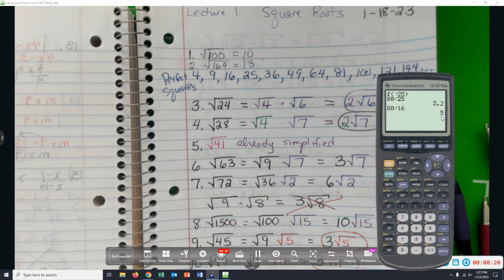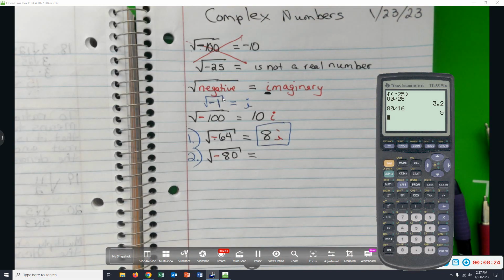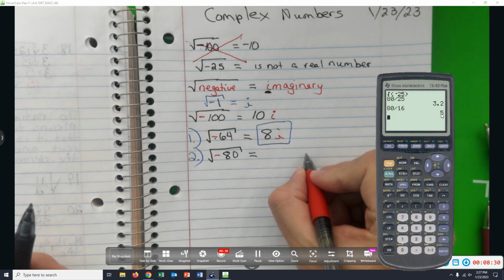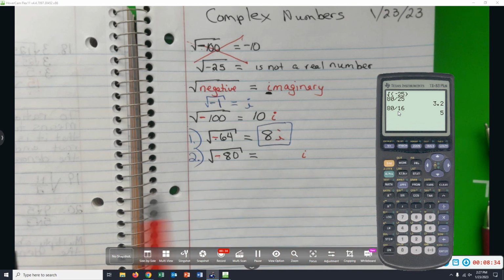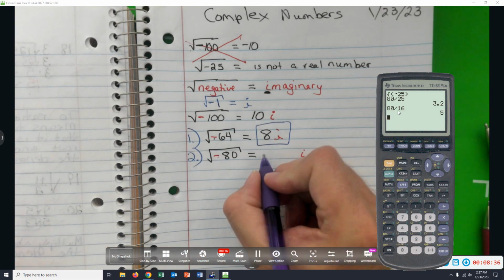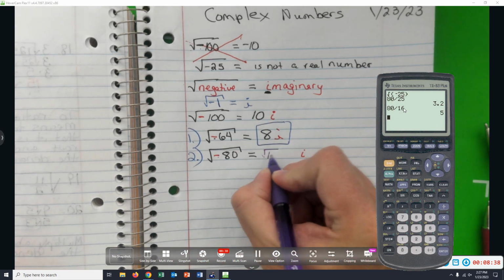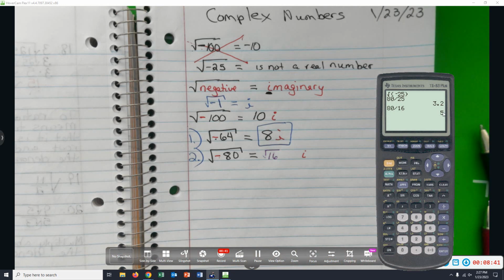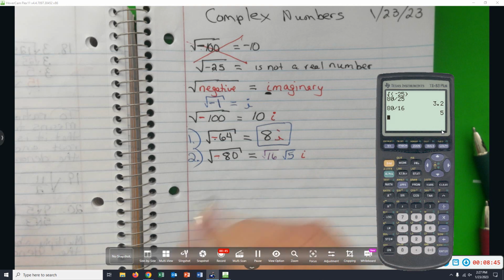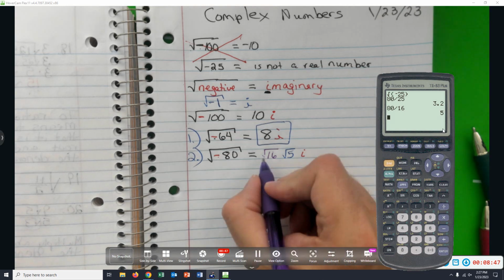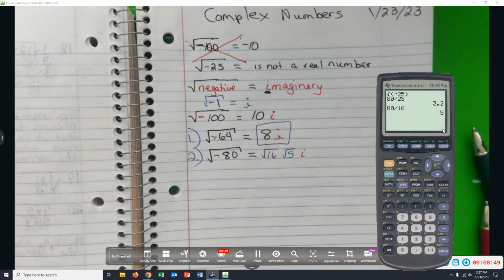Are there any perfect square factors that would divide evenly into 5? No, so 5 is the number that will be left under the radical. So I'm going to go ahead and stick the i here, just to get rid of that, so I don't forget to do it. Now think of this 80 as 16 times what? 5? I wonder if y'all can tell the colors. There's a purple 16 and a blue 5.